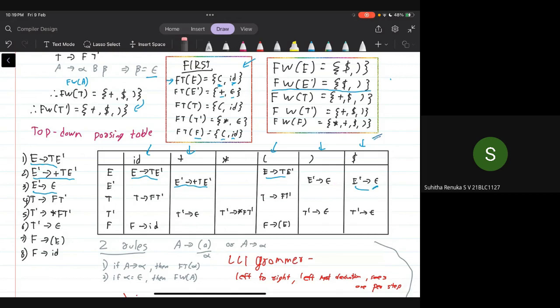Now try to do the others. Try for T. Can you give me a minute? Can I write what you told? Can you write it after I'm done? I'll send you the whole notebook, the PDF. I'll just write about epsilon because you've not written. Whenever you see epsilon, find follow of the alphabet.